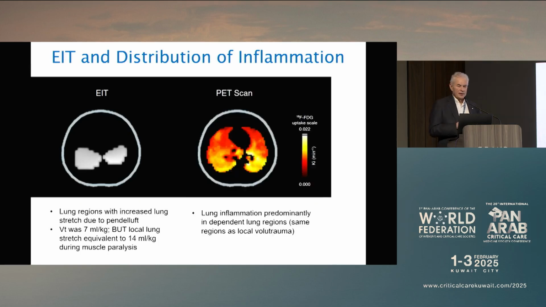And then they looked at the degree of inflammation. They used PET scan, and they looked at inflammation. The yellow here represents increased inflammation, and the red is less inflammation. And you can see that the increased inflammation was in the dependent lung regions, the same regions which were overexpanded.